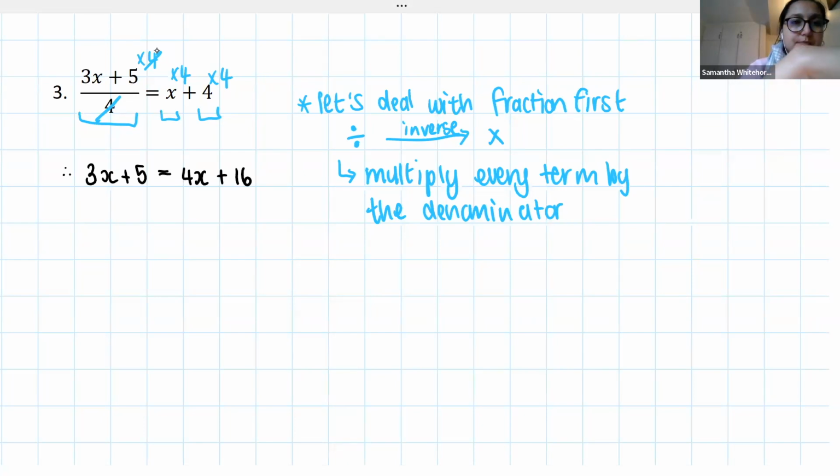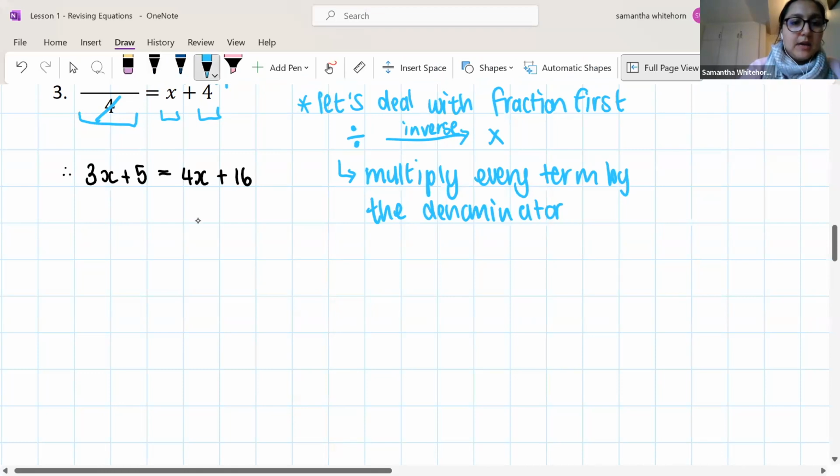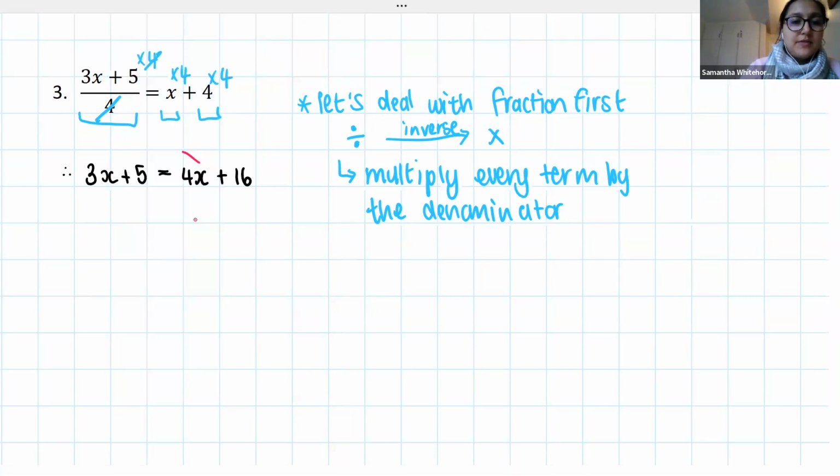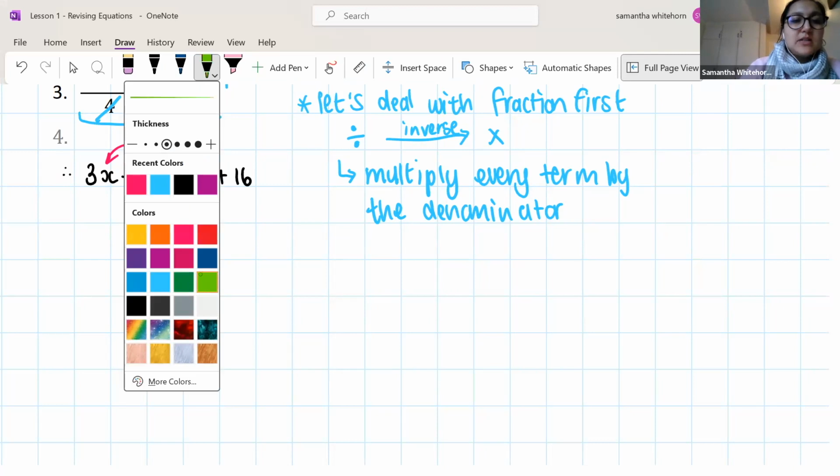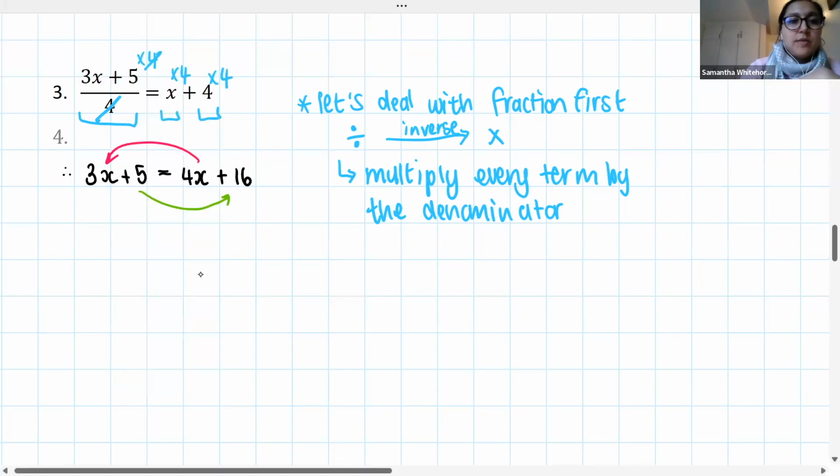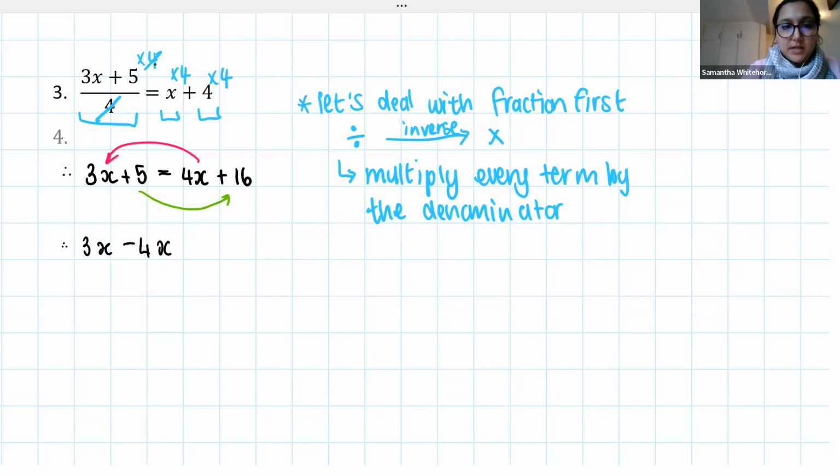So what I'm going to do is I'm going to take my x terms and put them all on the left-hand side. So that means that this 4x needs to join the 3x, and I need to remember my inverse operations, as well as the 5 is going to join the 16, also remembering my inverse operations. So that means I've got 3x minus 4x, was positive 4x, now minus 4x, is equal to 16 minus 5, was positive 5, now negative 5. So on the left-hand side, 3x minus 4x is negative x, is equal to 16 minus 5, which is 11.